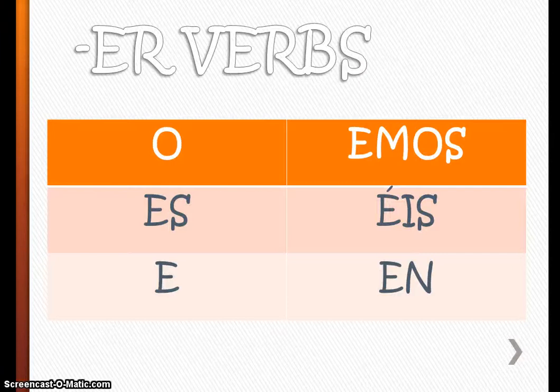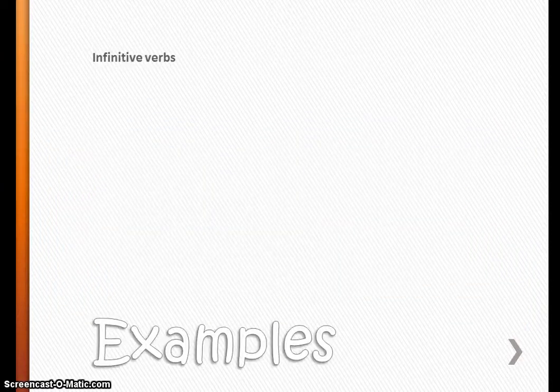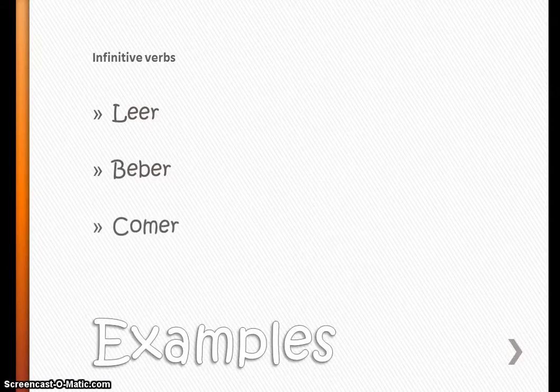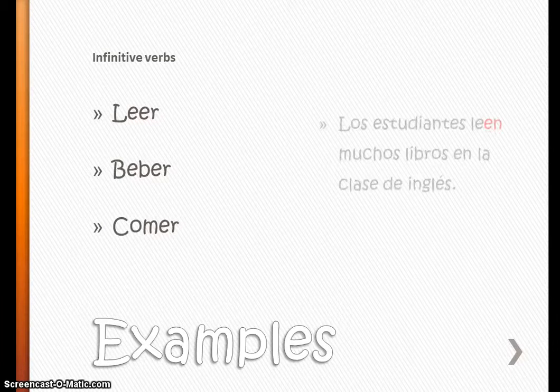Now, ER verbs, the endings look very similar to AR verbs, but all of the A's are replaced with E's. So your ER verb endings are o, es, e, emos, éis, and en. A couple of ER verbs that we have learned are the verbs leer, to read, beber, to drink, and comer, to eat. A couple examples of uses of these verbs.